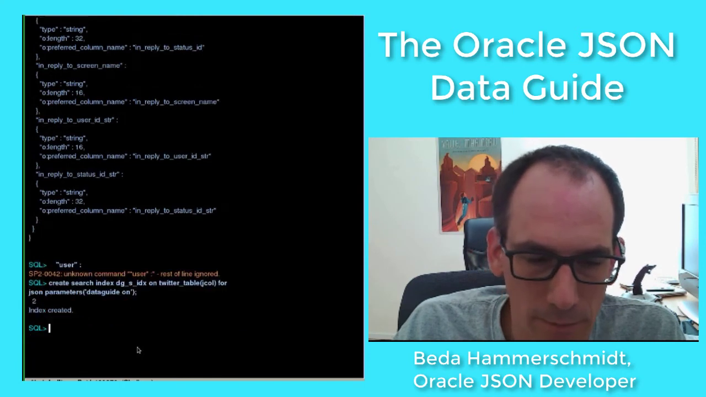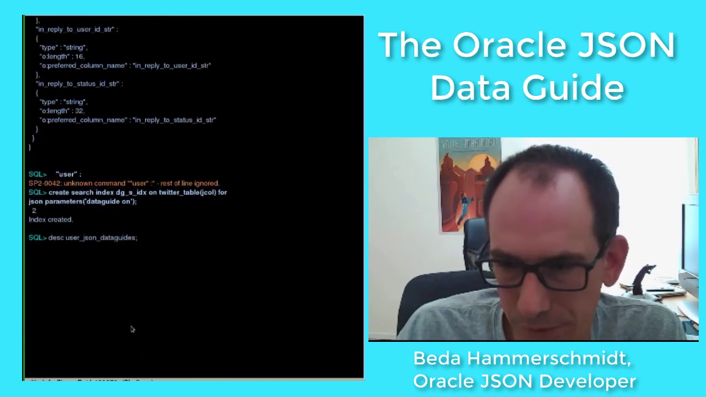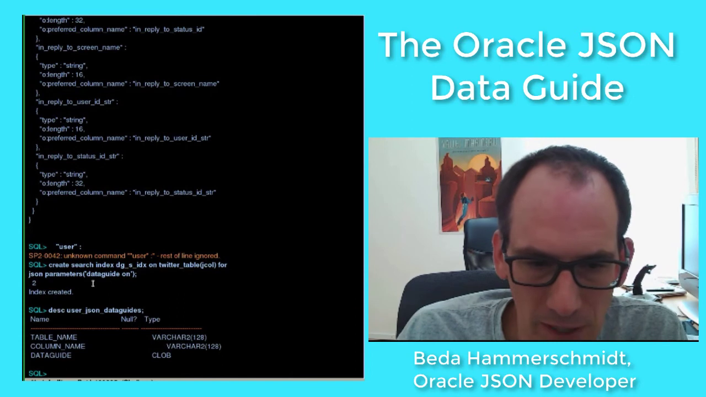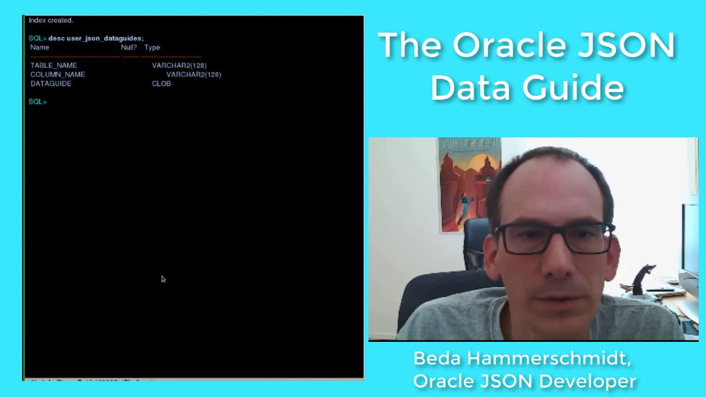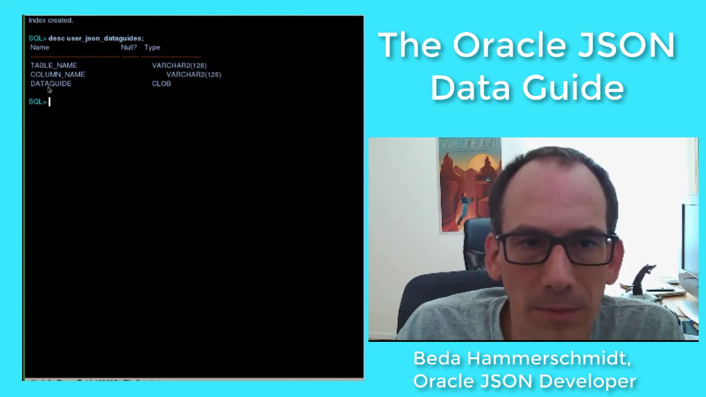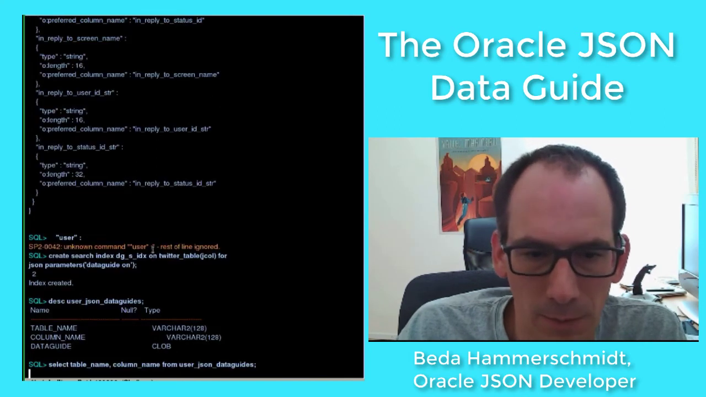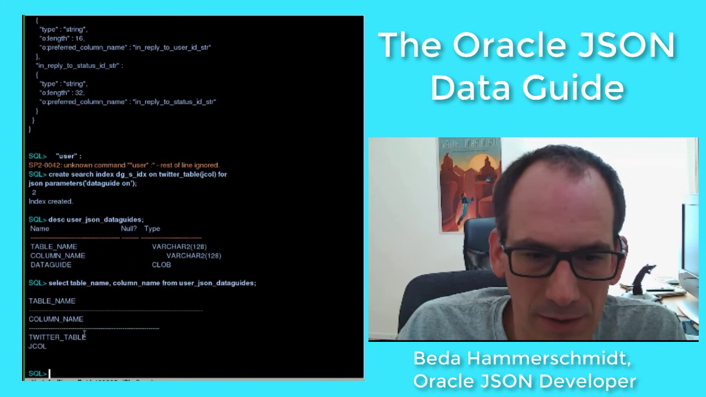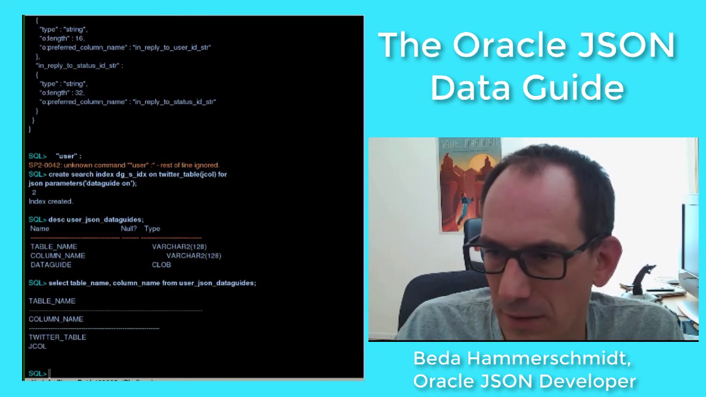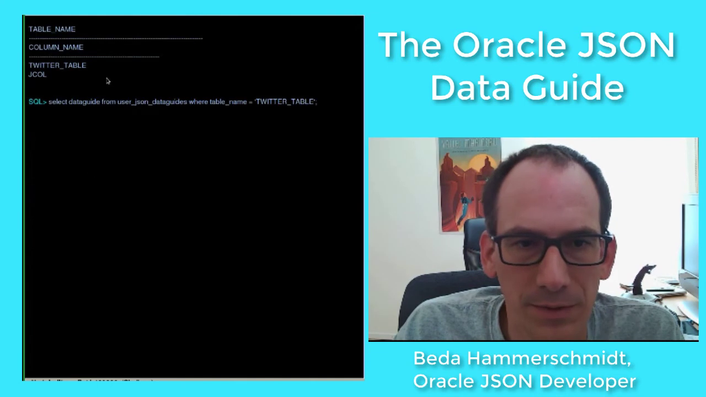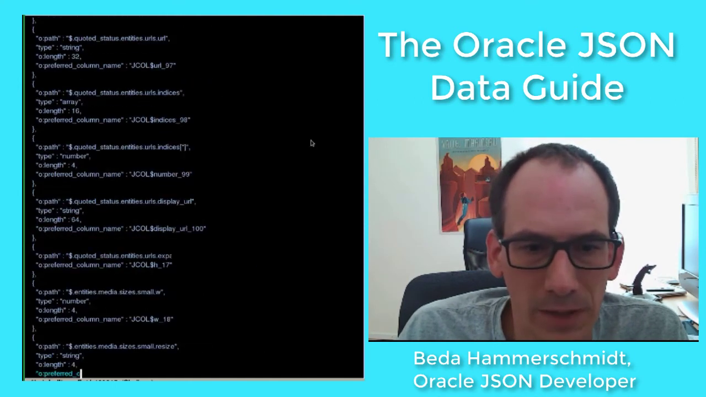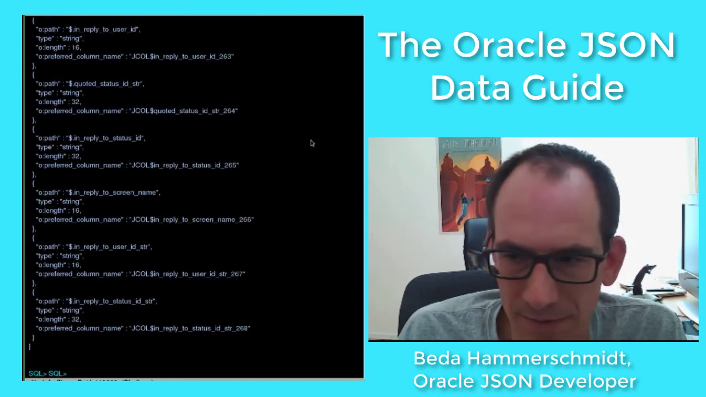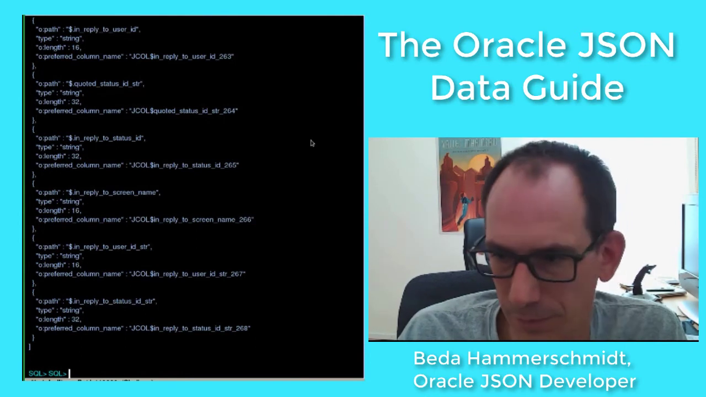Now, because we have an automatically maintained data guide, it's also listed in a view. So we have a new view called User JSON Data Guides. And if we basically list the table name and the column name and the data guide information. So if we select from this view, we will see that there is a data guide on the JCol of Twitter table. So now we can select this using just select the data guide from user JSON data guides where table name is Twitter table. So if I run this, it will not scan the 100,000 rows, but instead the data guide is immediately accessible.